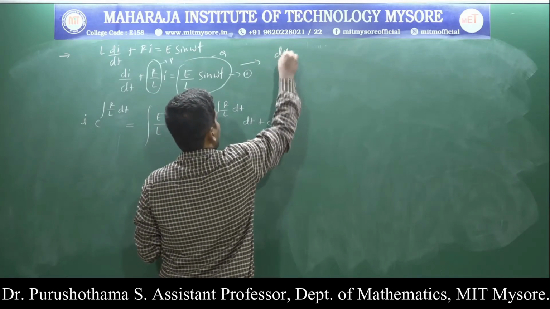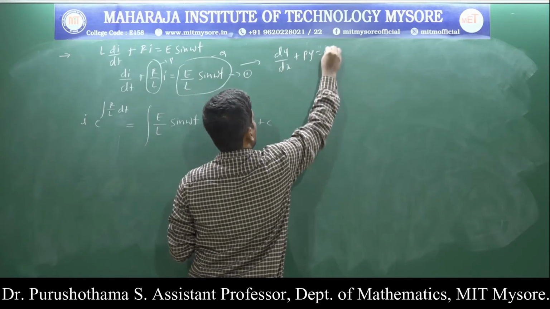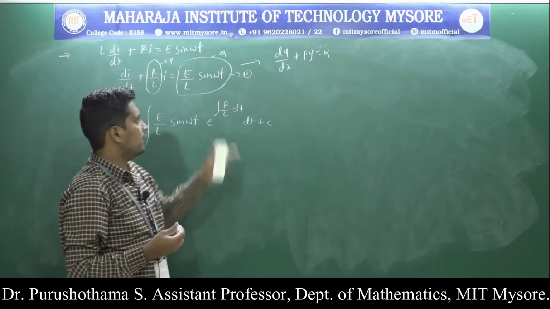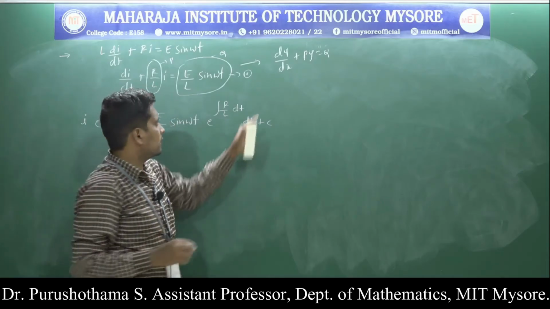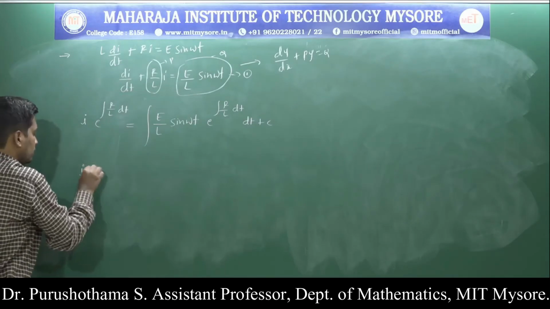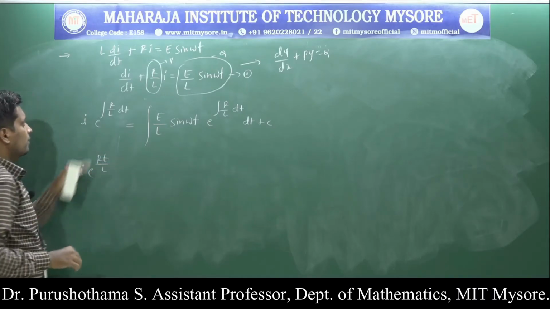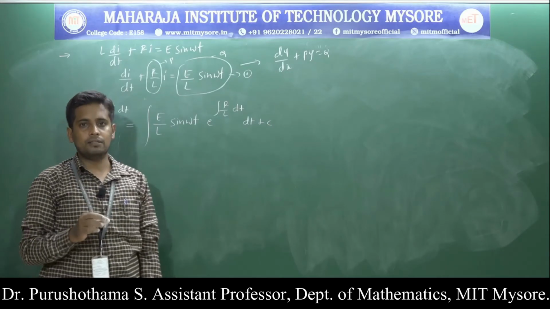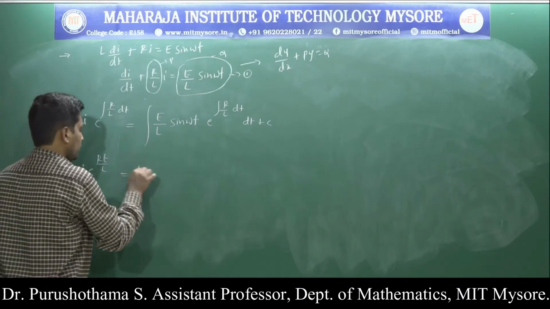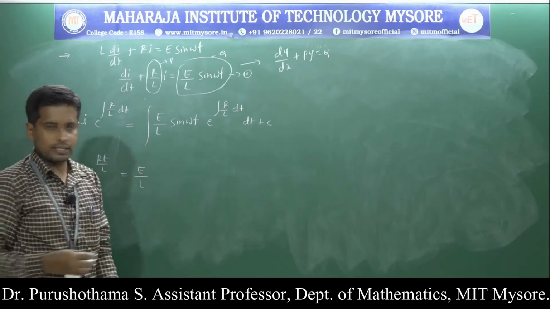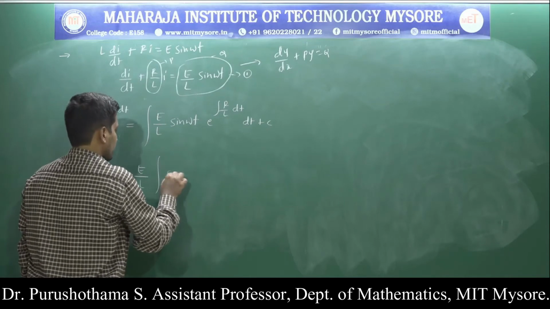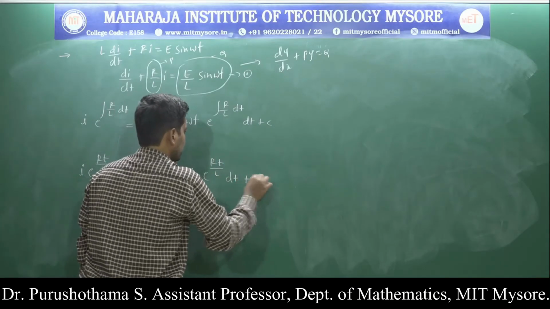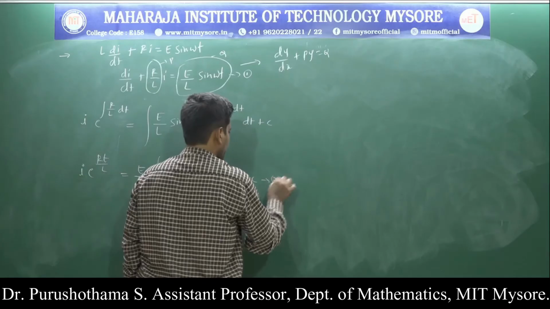This equation is in the form dy/dx + P·y = Q. The solution of a linear differential equation, as we already know, is y times the integrating factor equals the integral of Q times the integrating factor with respect to x, plus c. So I·e^(Rt/L), because R/L is constant and taken outside, the integration of 1 is t, equals E/L, a constant taken outside of the integral, times the integral of sin ωt·e^(Rt/L) with respect to t, plus c. This is equation 2.